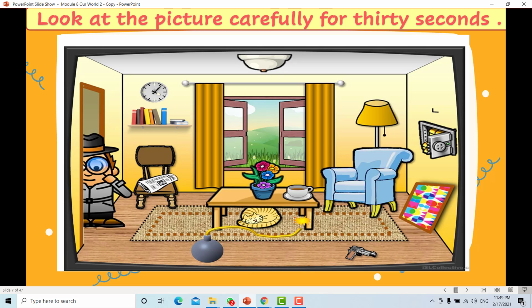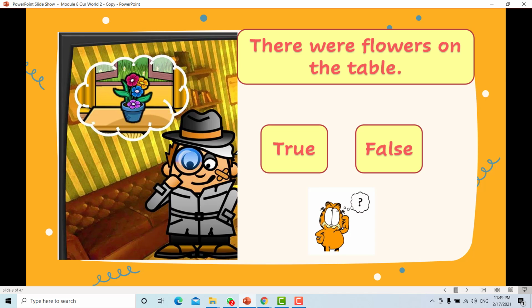Now, look at the picture carefully for 30 seconds. Look at what is on the table and what is on the chair, what is under the table. Look at the window too. Now look, there were flowers on the table. True or false? Perfect, true.